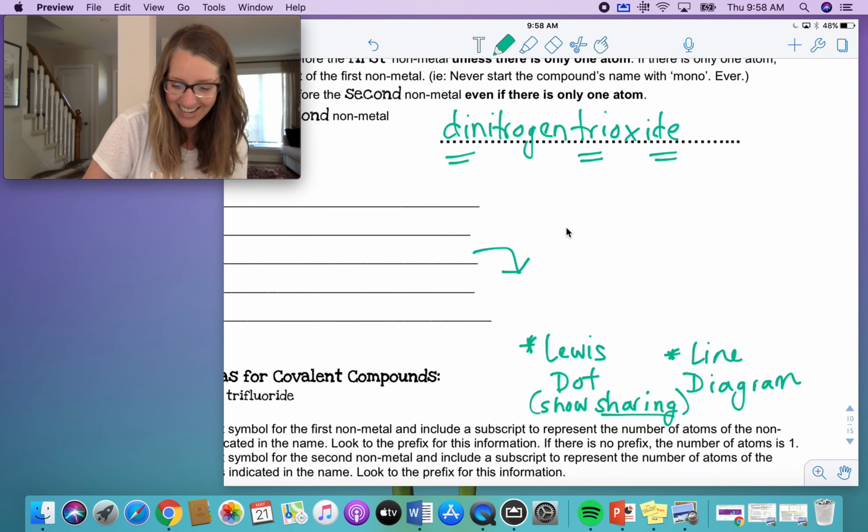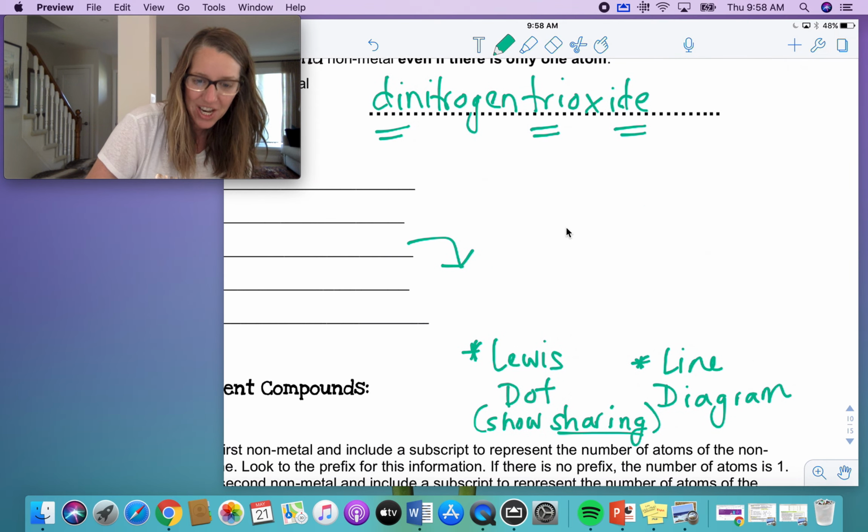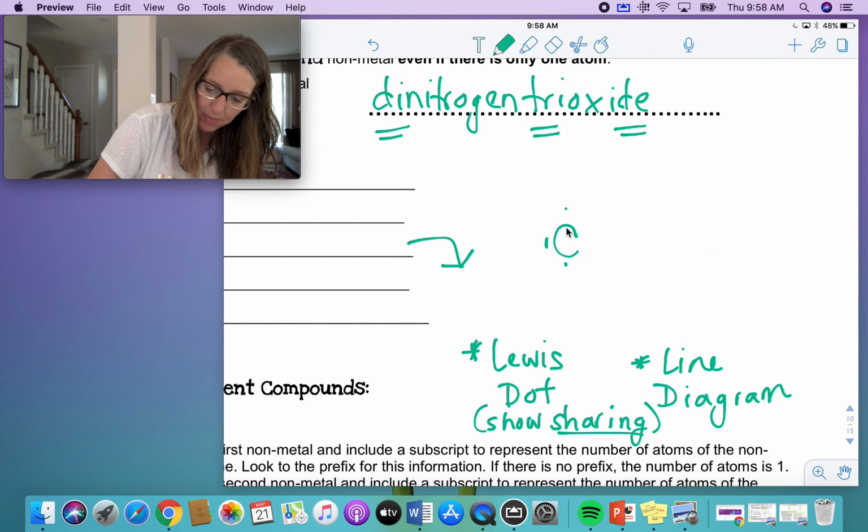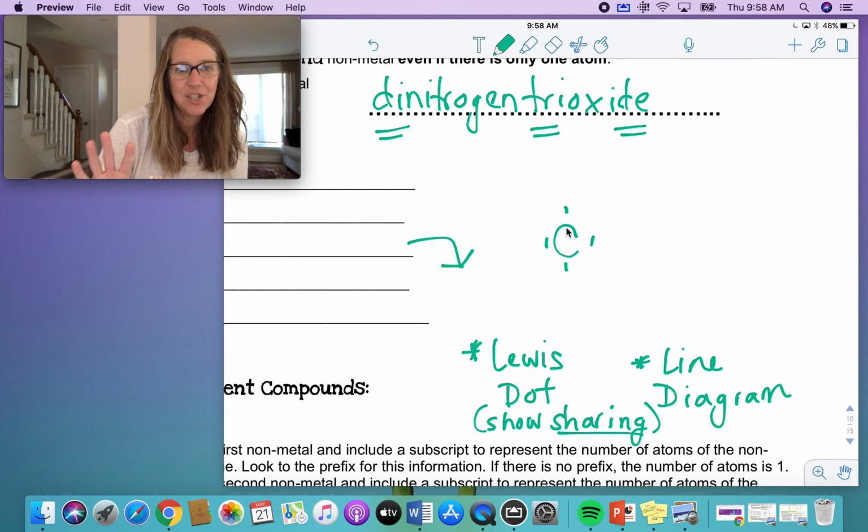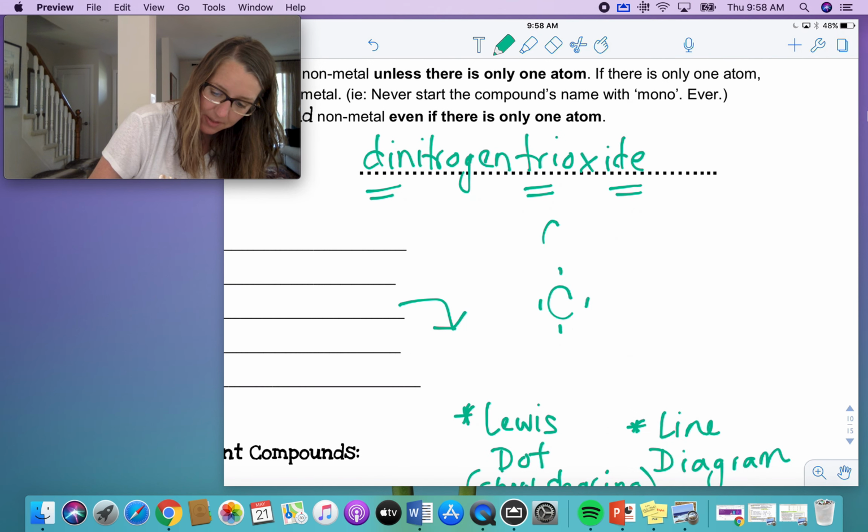Okay, welcome back. We're going to show you how to do carbon tetrachloride. Carbon would be in group number 4. It has 4 valence electrons. Okay, chlorine is in group number 7. It has 1, 2, 3, 4, 5, 6, 7 valence electrons.